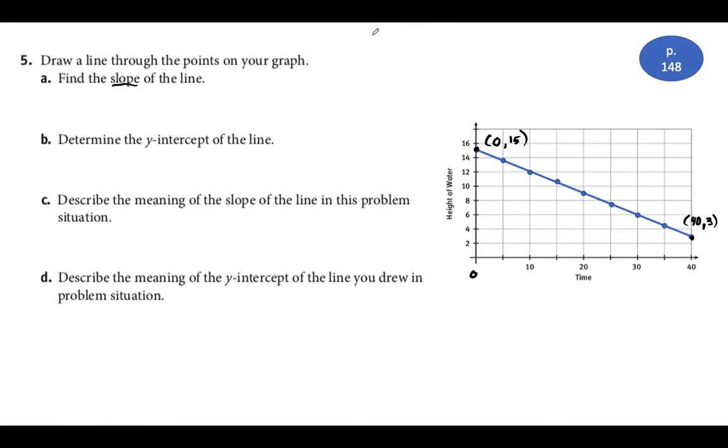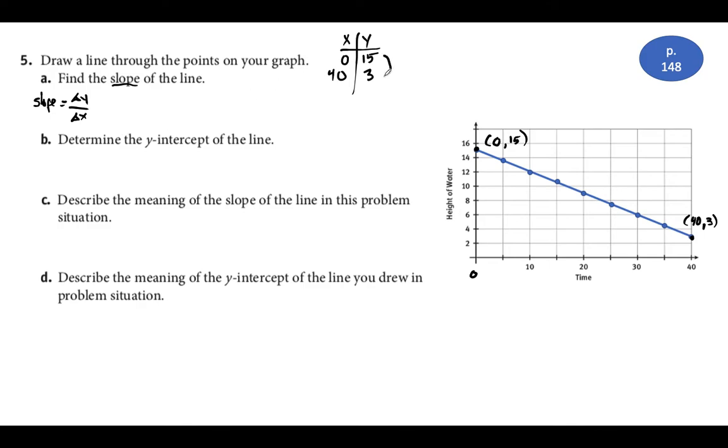Okay, now if I want to find the slope of the line between these 2 points, I'm going to set up my xy table. I got 0 for x and 15 for y. I've got 40 for x and 3 for y. So when time is 0, we have 15 centimeters of water in the water bottle. When time is 40 seconds, we have 3 centimeters of water. To find the change in y, remember the slope is the change in y over the change in x.